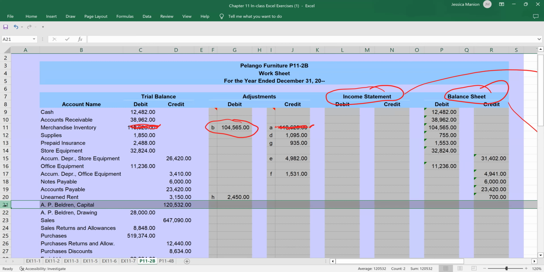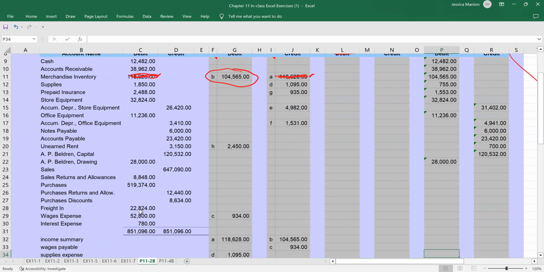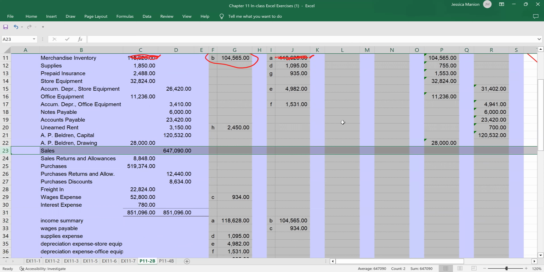Okay. Owner capital did not have any direct adjustments. Owner drawing, no direct adjustments. So we're just moving those over. So capital still 125.32. Drawings still 28,000. Okay, now these next several accounts: sales returns and allowances, purchases, purchase returns and allowances, purchase discounts, freight in, wage expense, interest expense, income summary. These are all income statement accounts. So now we're looking at our income statement columns.